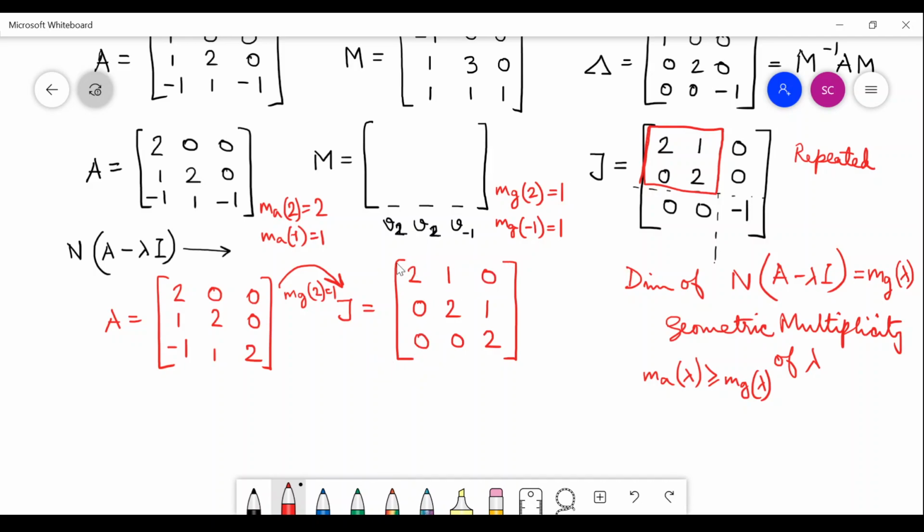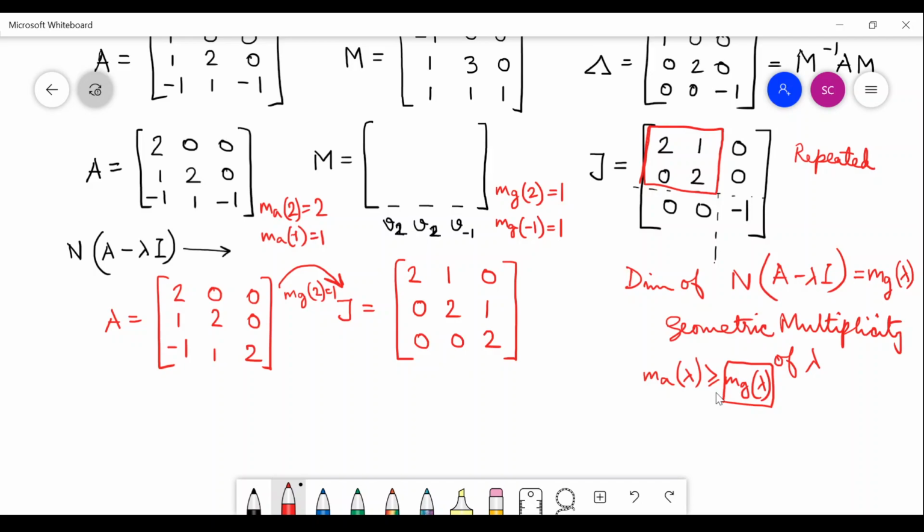And we know the structure of the Jordan block. The Jordan block is always like this: the eigenvalues will form the diagonal and they are the same eigenvalues, and ones will come in the upper diagonal. So this is the form of the Jordan block. How many Jordan blocks will be there is actually decided by the geometric multiplicity.